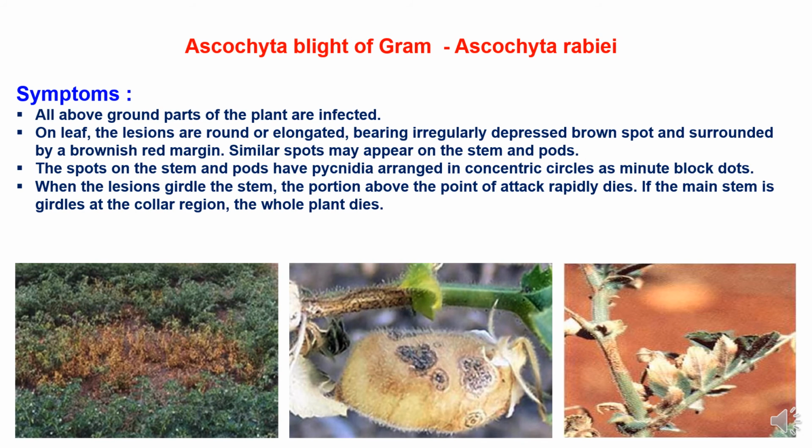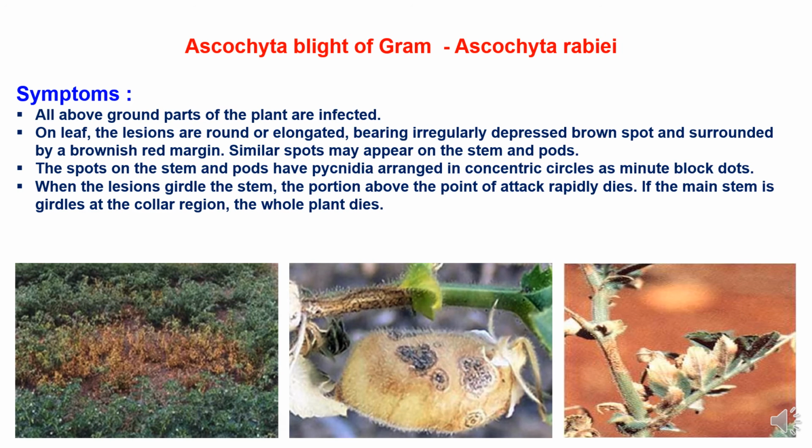Now, Ascochyta blight of gram, which is caused by Ascochyta rabiei. In symptoms, all above ground parts of the plants are infected with the disease. On a leaf, the lesions are found round or elongated, bearing irregularly depressed brown spots and surrounded by a brownish red margin. Similar spots may appear on the stem and pods also.